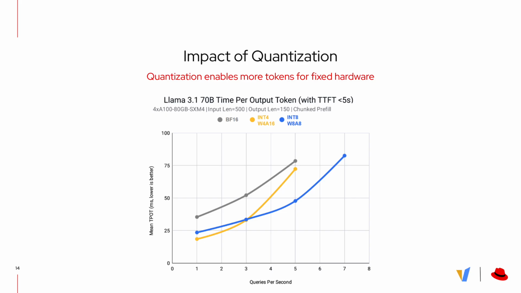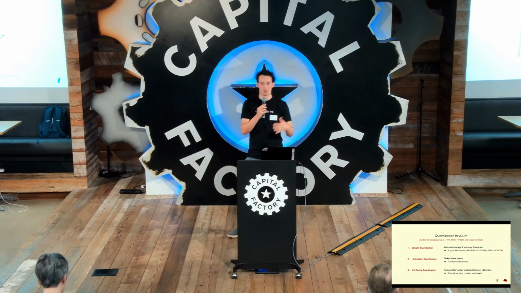As we move to a higher QPS regime, weight 8, activation 8 becomes better, because now your compute amount matters. Suddenly it matters how fast you can compute. And with weight 4, activation 16, you're not actually getting any compute savings. But you can still see it's still better than the 16-bit unquantized performance overall.